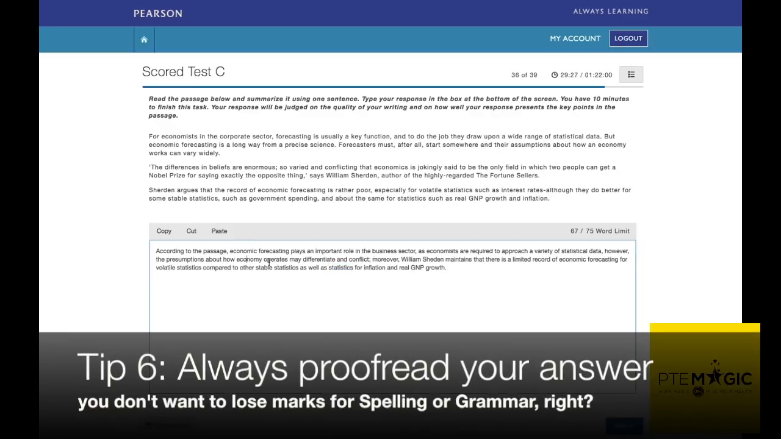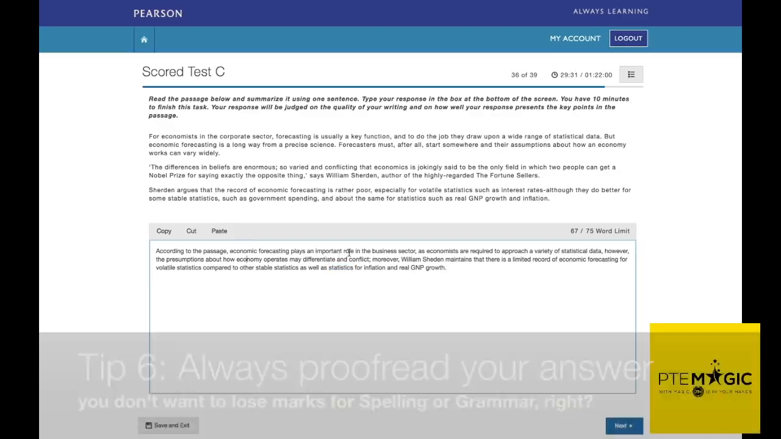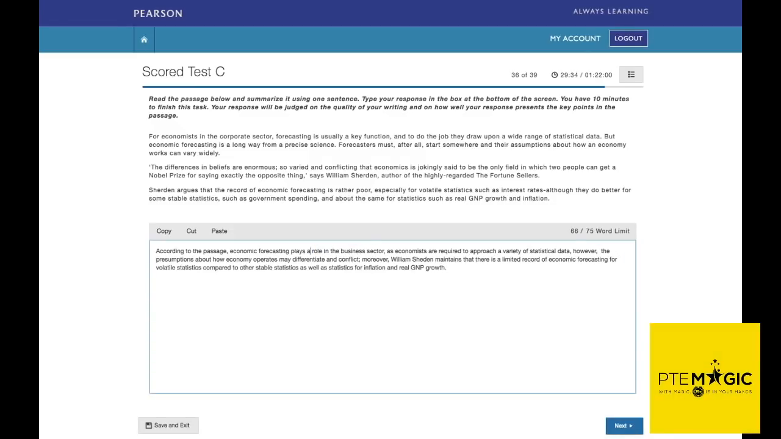Okay. According to the passage, economic forecasting plays an important role in the business corporate sector, as economists are required to approach a variety of statistical data, they draw upon a wide range of statistical data. However, the presumptions about how economy operates may differentiate and conflict. Moreover, William Sheldon maintains that there is a limited record of economic forecasting for volatile statistics compared to other stable statistics, as well as statistics for inflation.